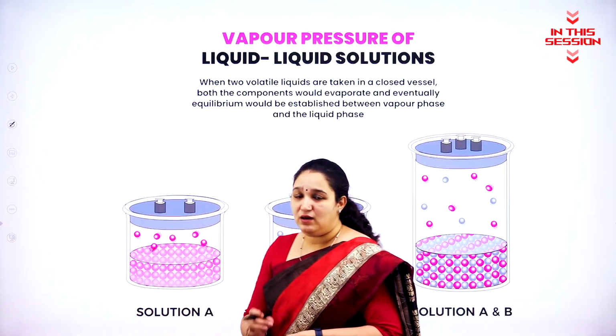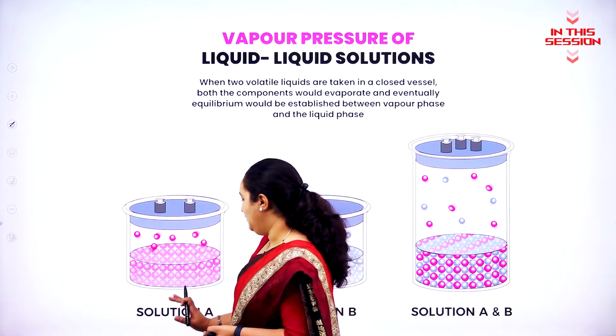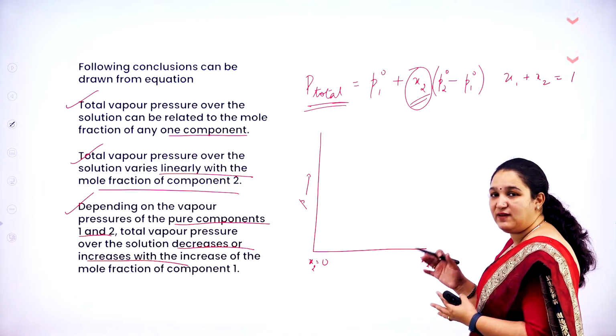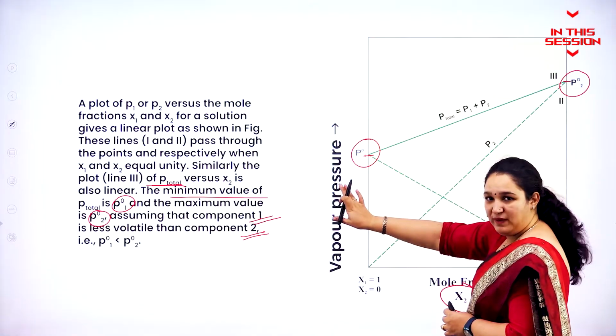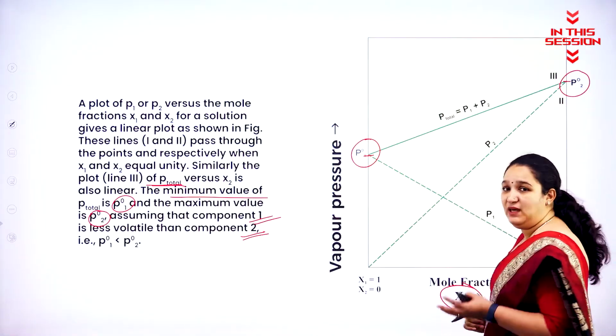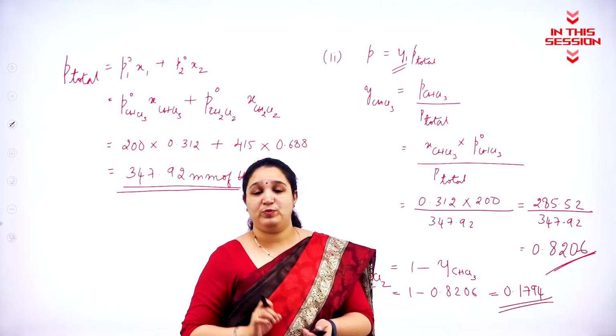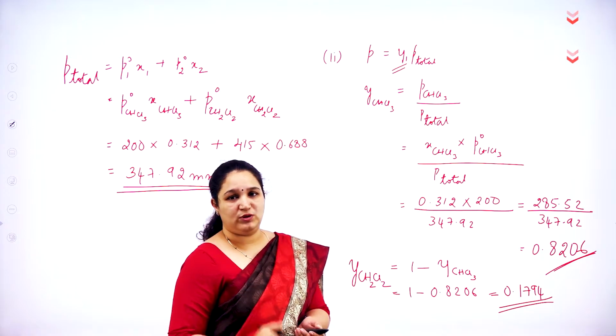Hello my dear students, for example, I will take a volatile solution A in a beaker. Only one component is present, the other one is not present. Minimum it can be P1 naught, maximum it can be P2 naught. We'll solve some of the numericals. I hope you have understood how to solve both the problems.